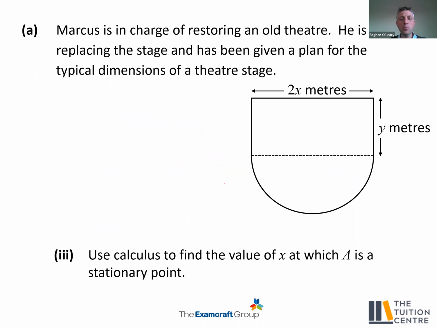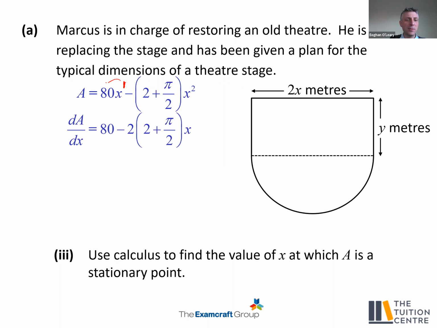But it then says, use calculus to find the value of x for which A is a stationary point. So a stationary point, another word for a turning point. Now we have this here. A lot of students will struggle to differentiate this. However, if we just follow our differentiation rules, you have 80x to the power of 1. That will differentiate down to be 80, multiplied down by the power, reduced the power by 1. So that'll just become 80.